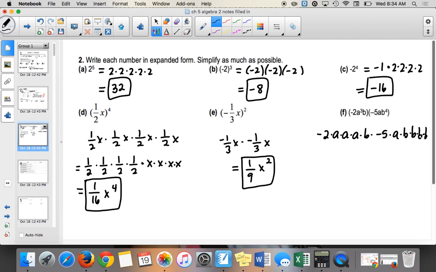So if I combine my numbers, I have negative 2 times negative 5 gives me positive 10. And then I have 1, 2, 3, 4 a's. So I'm going to have 10 and then a to the 4th. And then I have a total of 5 b's, so b to the 5th. Okay. Do we feel good about this? Thumbs up? Everybody feels good? All right. It's going to get harder in just a little bit.